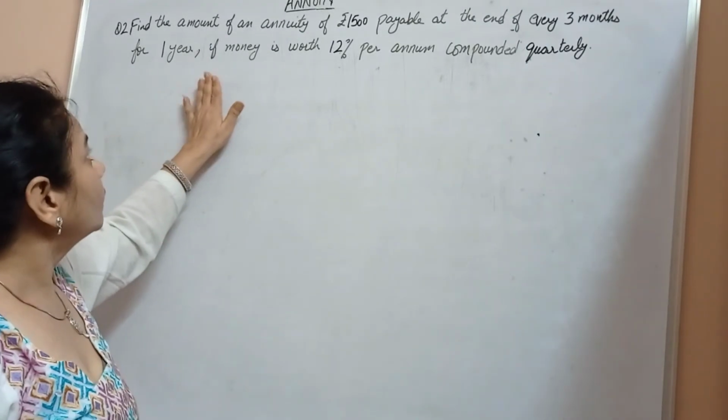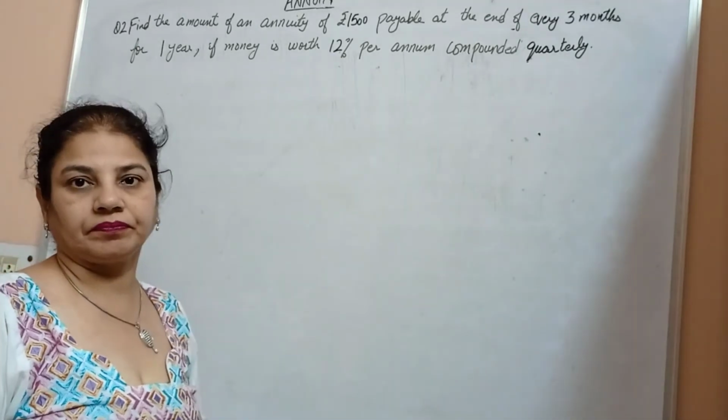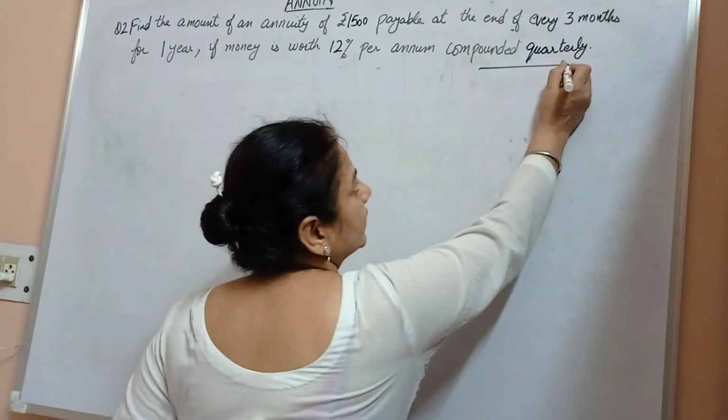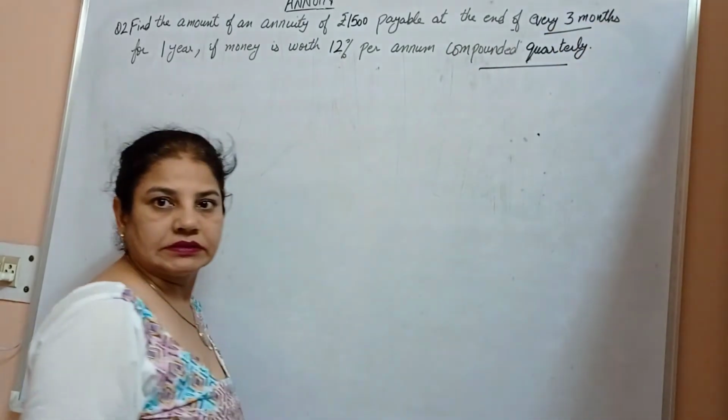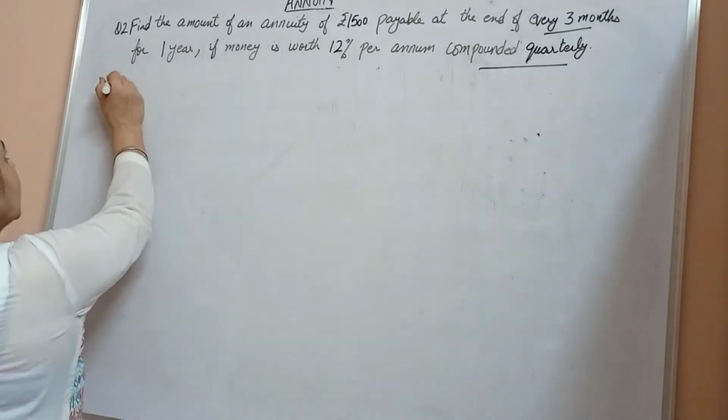Find the amount of annuity of rupees 1,500 payable at the end of every 3 months for 1 year if money is worth 12% per annum compounded quarterly. Now in this particular question, it is given to us compounded quarterly, for every 3 months. So therefore we apply the conversion period.